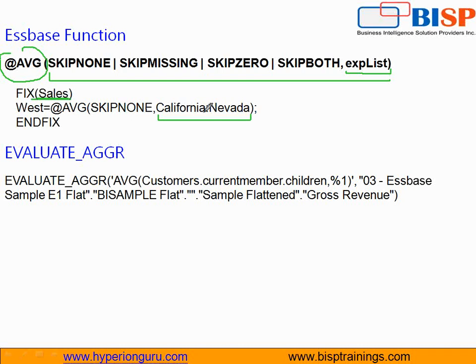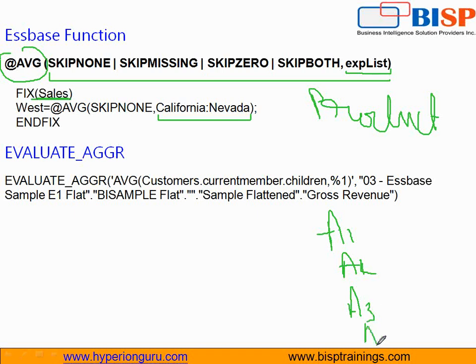California to Nevada is basically your list of entities, and I used the colon operator over here, which defines a range. You can pass any argument. Maybe you'd like to find out the average of all the products, starting from this product hierarchy, for example A1, A2, A3, like this. And I'd like to find out the average of all products starting from A1 to A4. So I can write A1 colon A4. All the members are siblings; they should be siblings of each other.